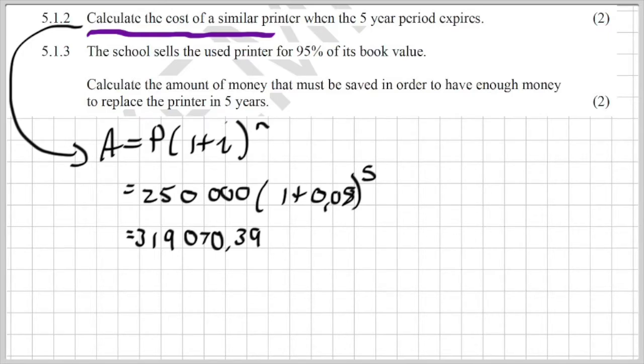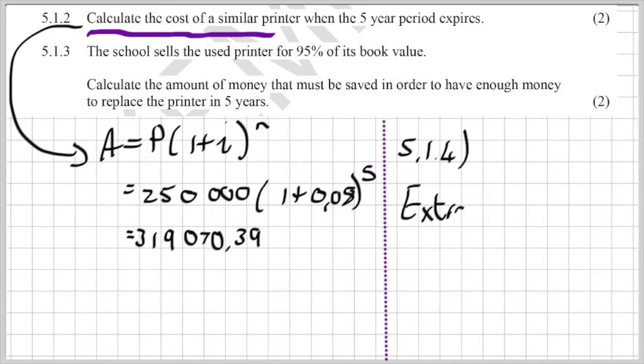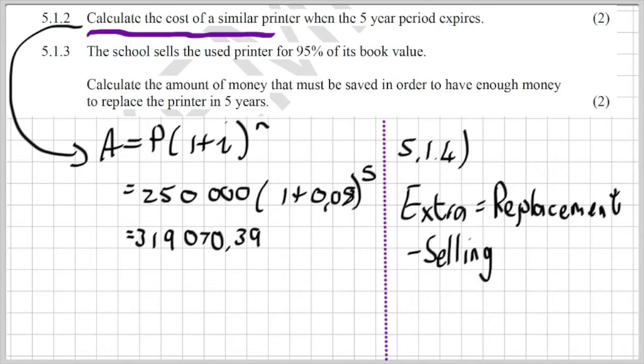Now 5.1.3 is where it becomes a bit more interesting. It says there, calculate the amount of money that must be saved in order to have enough money to replace the printer after 5 years. So, how much do I need extra? Well, I need the replacement value, so how much it's going to cost me to replace it, minus how much I'm going to get by selling it.